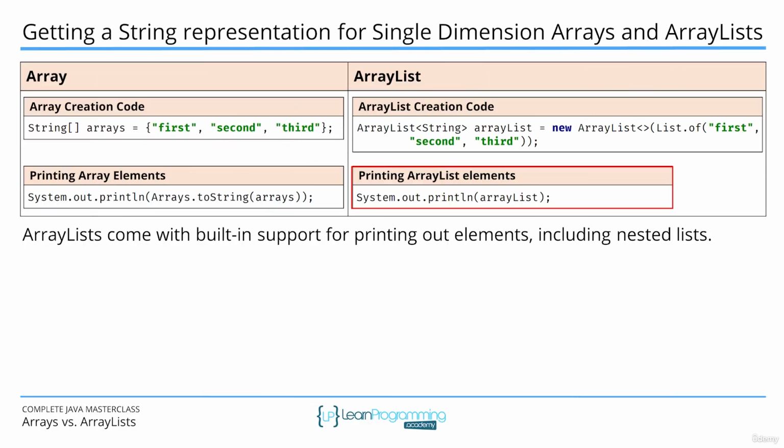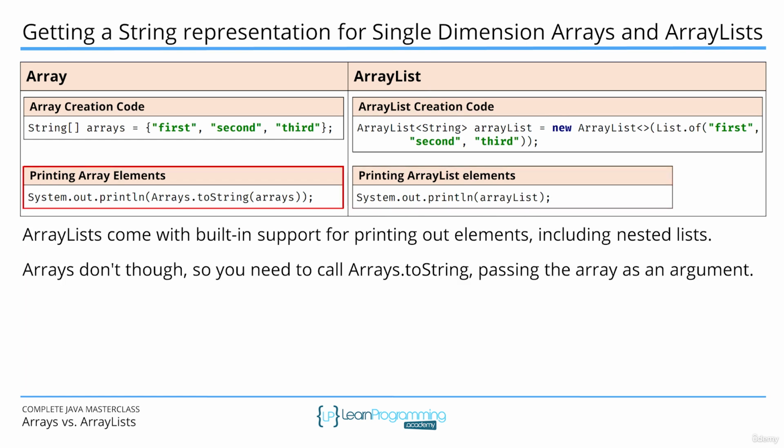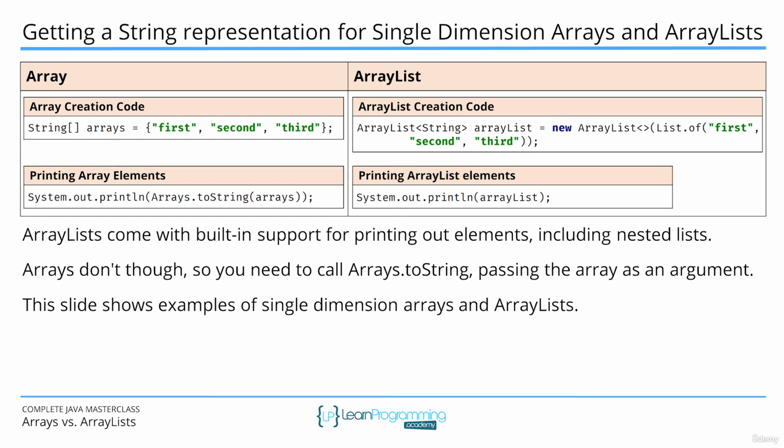Array lists come with built-in support for printing out elements, including nested lists. Arrays don't though, so you need to call Arrays.toString, passing the array as an argument. This slide shows examples of single-dimension arrays and array lists.